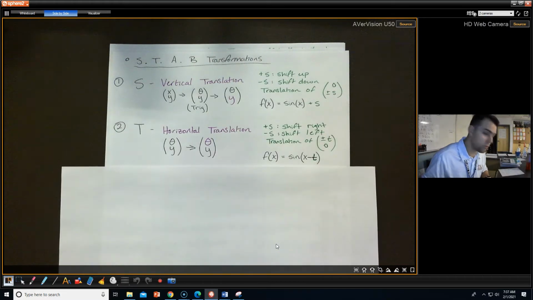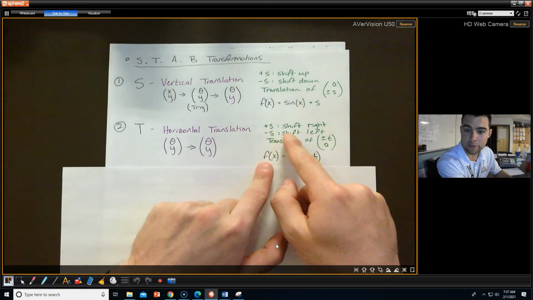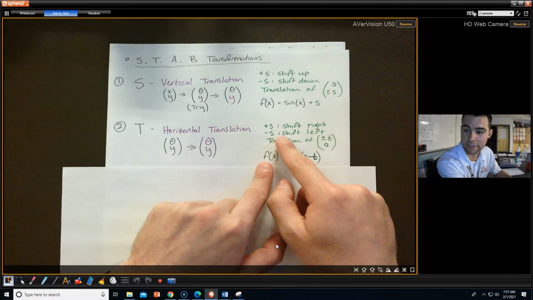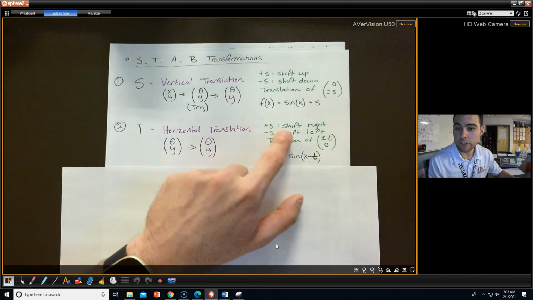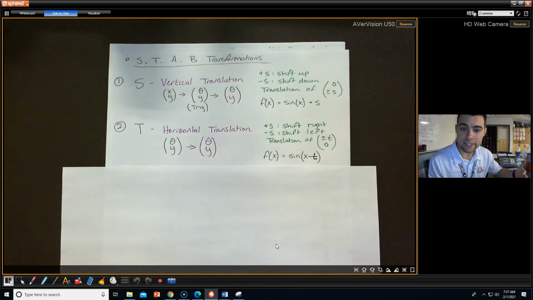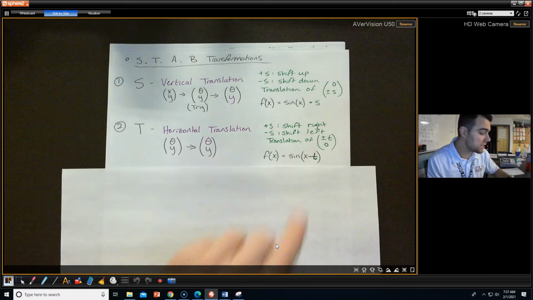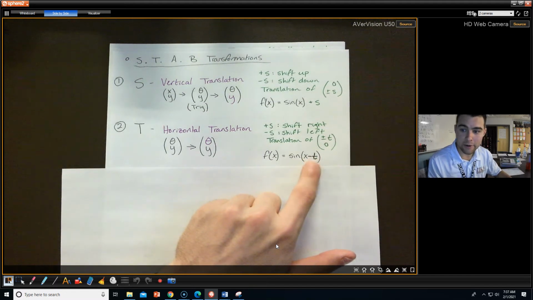Let's formalize that a little bit. The t is our horizontal translation. And ignore the fact that I'm using plus s and minus s like a dingus, okay? This is supposed to be t and t. But a plus t is going to be a shift to the right. A minus t is going to be a shift to the left, okay? It is always of this form, okay? So just be mindful of your signs, okay?